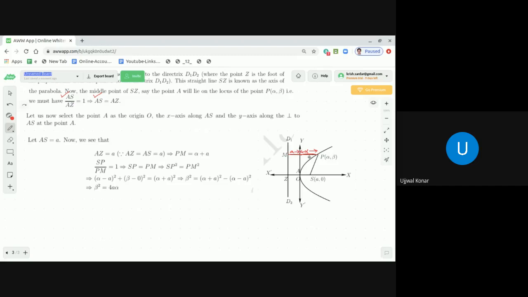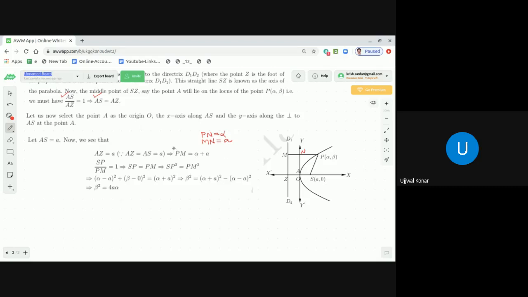Correct? So what I want to say, if I write in symbolic point form, is that from the point P, if you draw a perpendicular to the directrix D1, D2, M is the foot of the perpendicular, and that perpendicular should also intersect the y-axis. Suppose it intersects the y-axis at the point N. Then PN is nothing but alpha, and MN is nothing but a. So what is PM then? PN plus NM, that is alpha plus a.